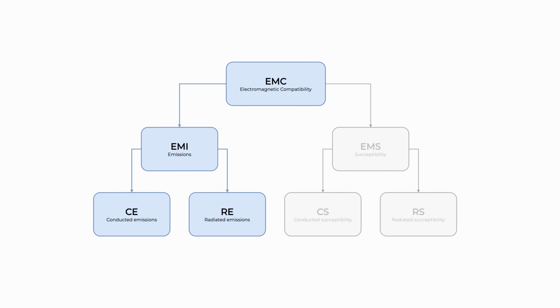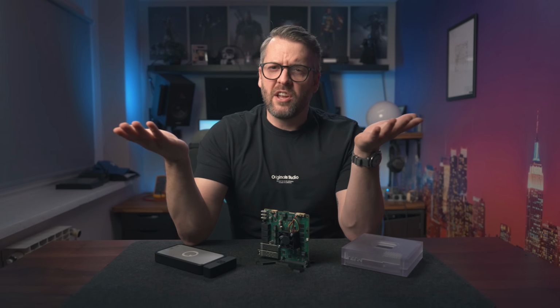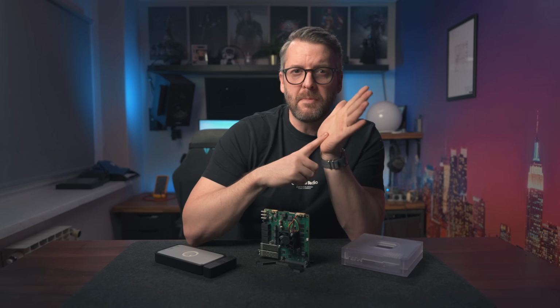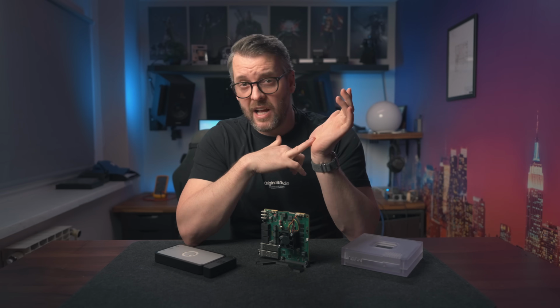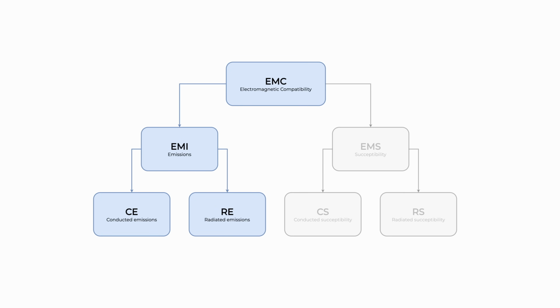At the top, we have EMC, or electromagnetic compatibility. As per Wikipedia, EMC is the ability of electrical equipment and systems to function acceptably in their electromagnetic environment. Acceptably in this context means that they don't pose any health risks or electromagnetic disturbance to either humans or other electronic devices in their vicinity. EMC testing is furthermore divided into emission testing, which we're discussing in this video, and susceptibility testing, which we haven't done yet, but we'll talk more about once we get there.